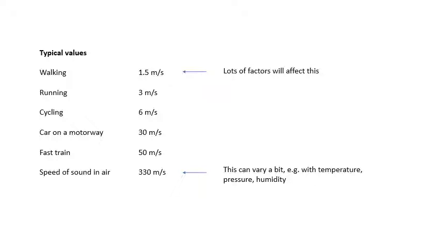The speed of sound in air is about 330. In another video, I talked about how you would measure that. Okay, again, that's not fixed. It can vary. It varies a little bit with temperature, with air pressure, with humidity. It's about 330 meters per second. Learn that list.